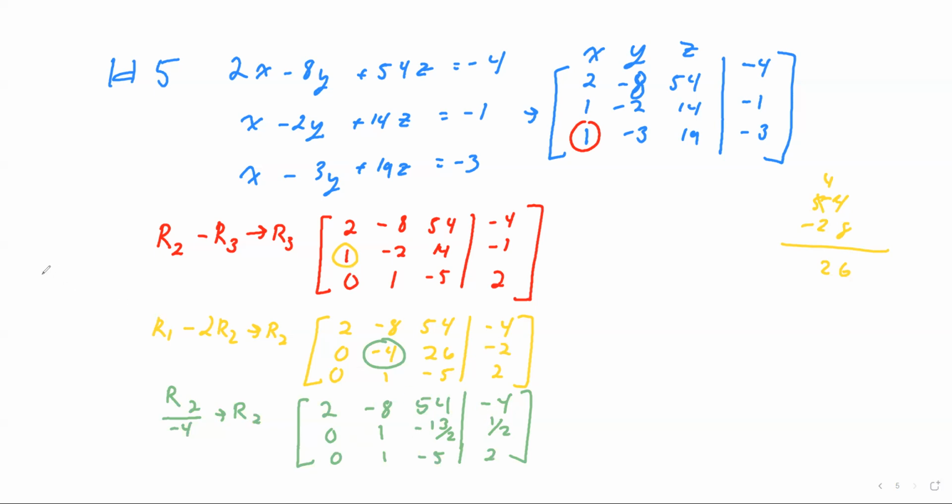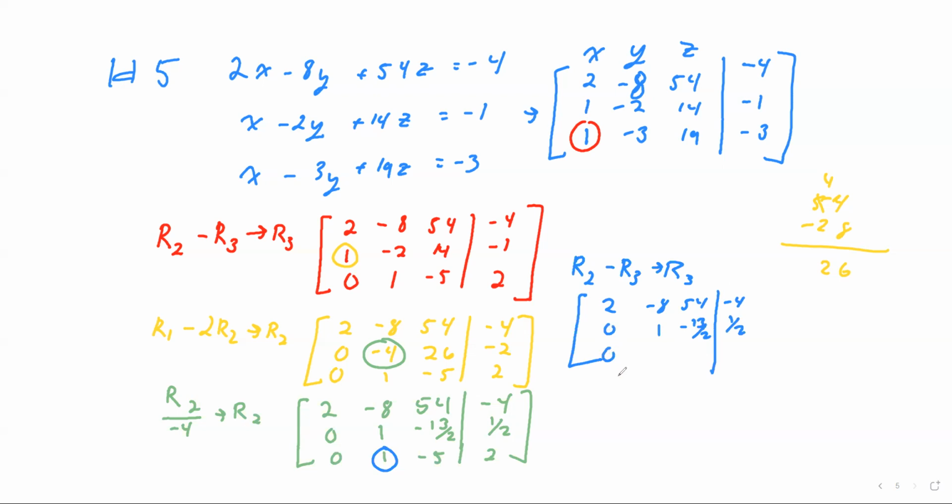All right, our last step before we can go back and substitute in is we want to turn this guy into a 0. And then we're just basically just going to subtract the two fractions. All right, so that will mean that row 2 minus row 3 will be my new row 3. And when I do that, I get 2, negative 8, 54, negative 4. Then I get 0, 1, negative 13 halves, 1/2.